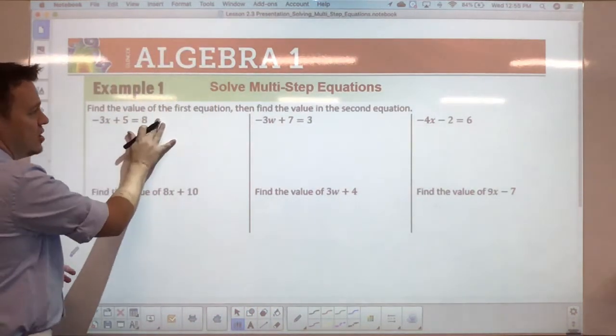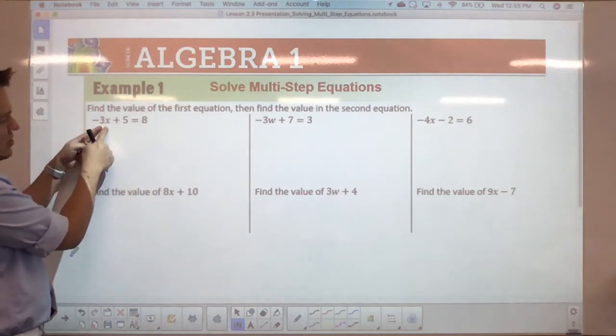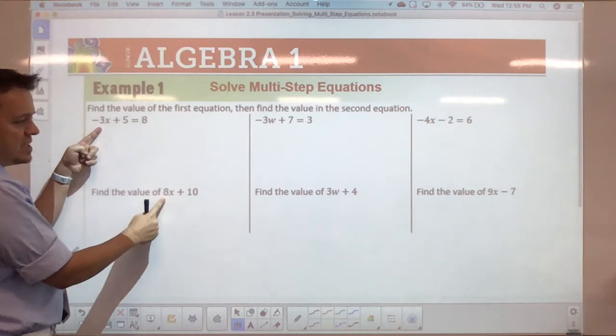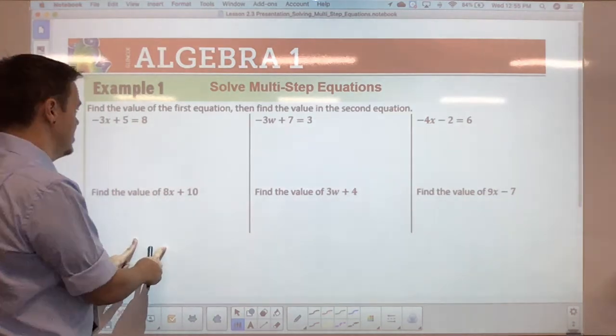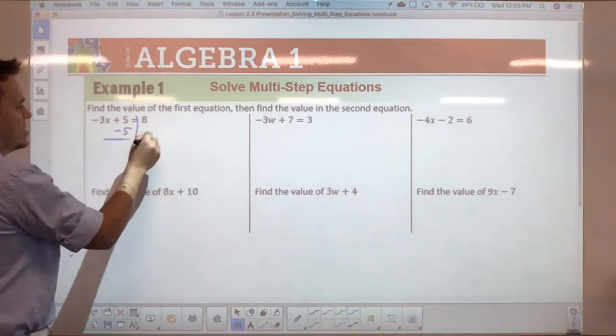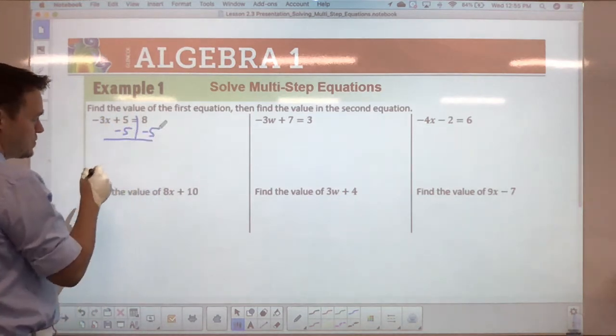So first you need to solve for x, because once you solve for x, because it has an equal sign, then you plug that x value into here to solve for the second equation. Okay, so let's start with the first one. So we're going to isolate the x, right? So we're going to do a multi-step equation.